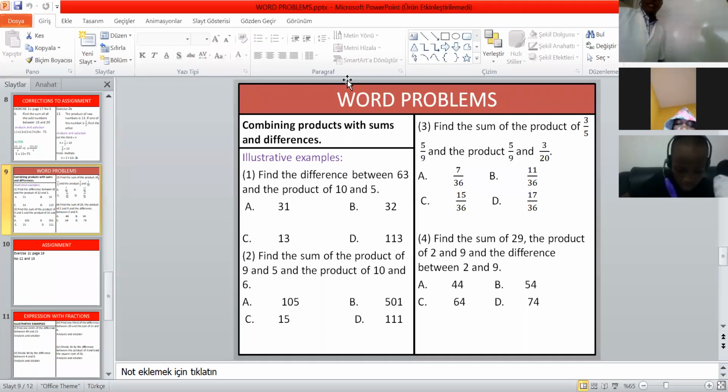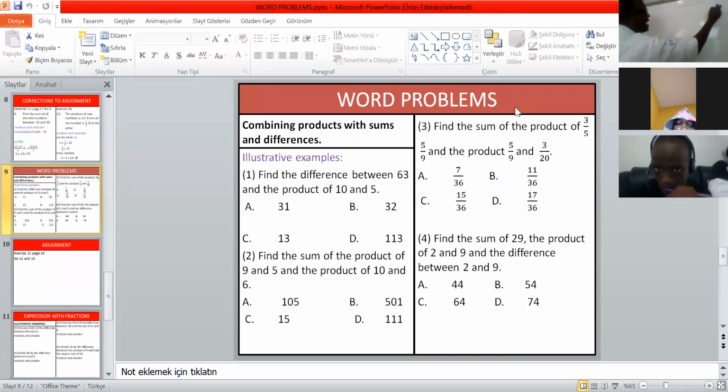Okay, good. Somebody got 53. Wow, 53 is not correct. So we are going to look at it together now. If you look at it, the question is: find the difference between 63 and the product. So the first thing is you find the product. Product is what?